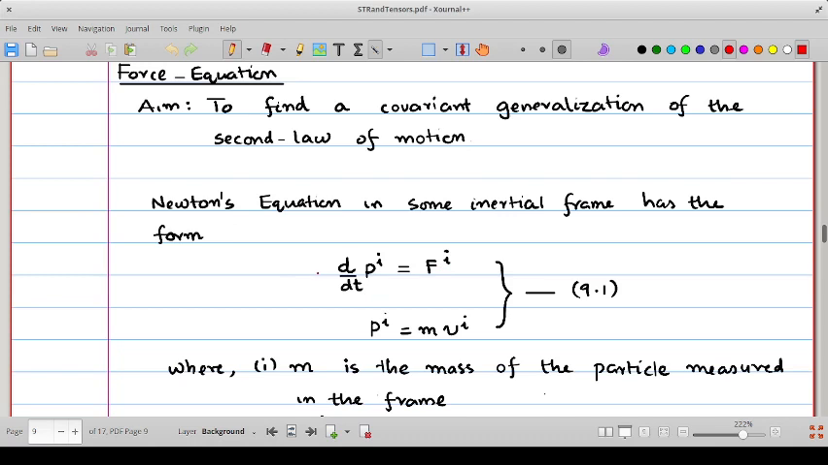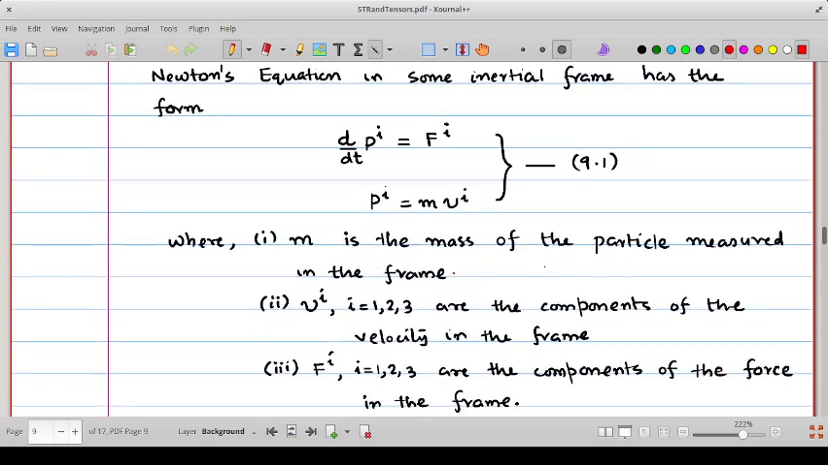Now, Newton's equation in a particular inertial frame of reference has the following form: dpi/dt equals fi, where i can take values 1, 2, 3. And p1, p2, p3 are the Cartesian components of the momentum, which is defined as the vector p equal to mv, or in terms of the Cartesian components, pi is equal to mvi, where m is the mass measured in that particular inertial frame.